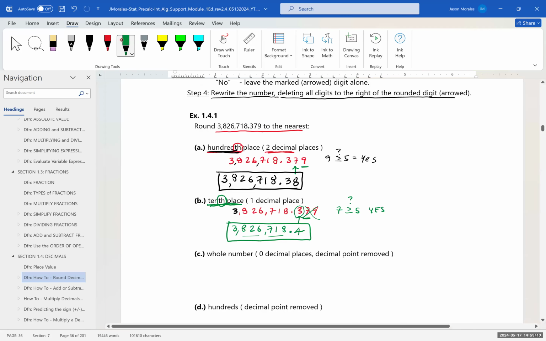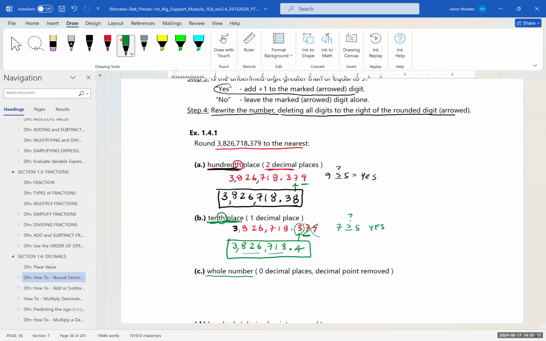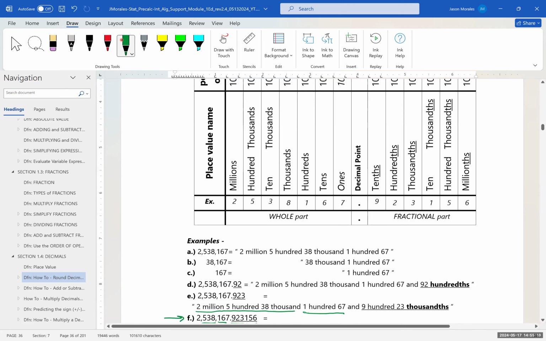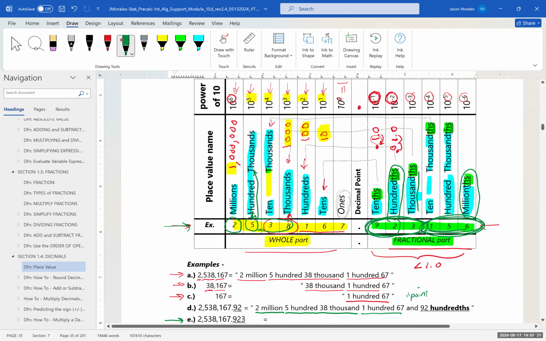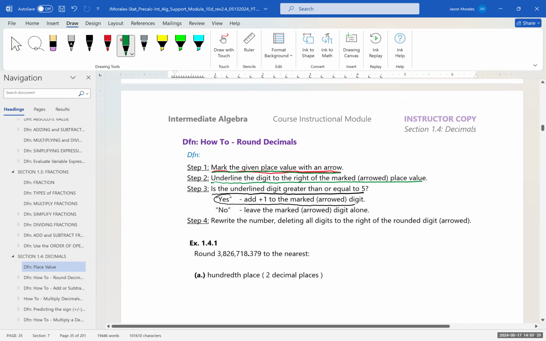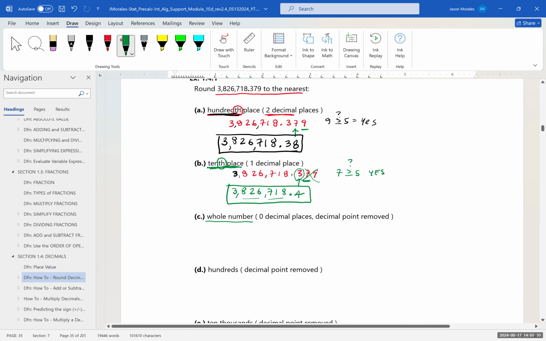Now, sometimes you might be asked to round something to the whole number. And you're like, whole number? What decimal place was that? Because I don't see a decimal place called whole. The reason I'm giving this as an example is because a whole number is a number with 0 decimal places, and the decimal point gets removed. So our original number was 3,826,718.379.